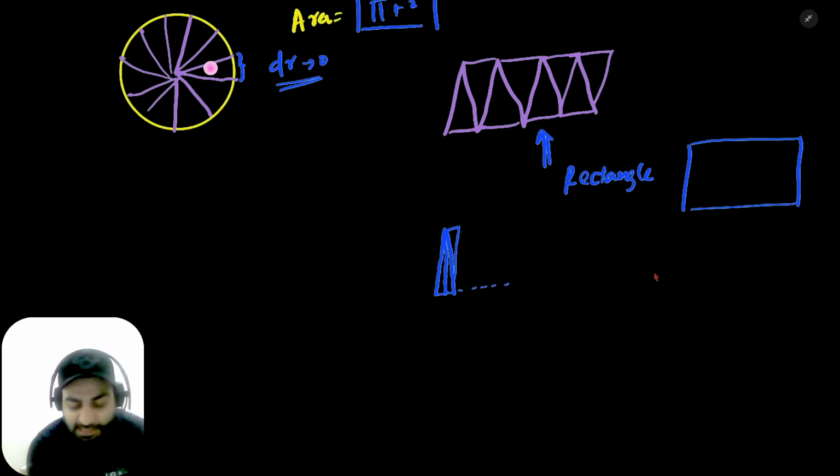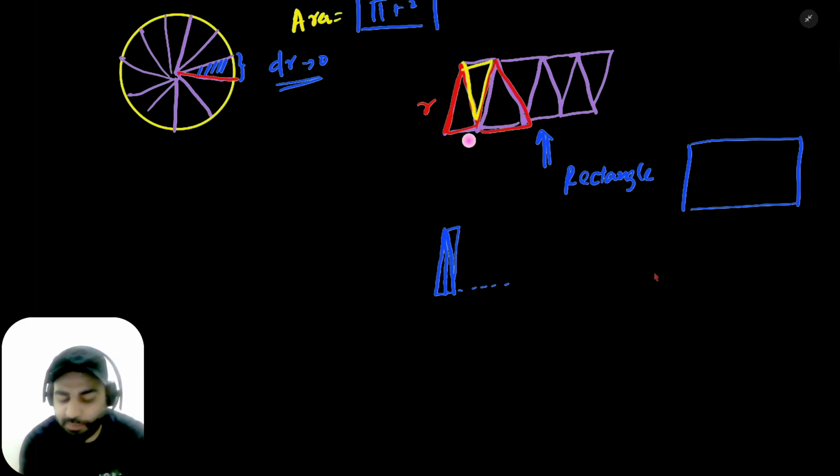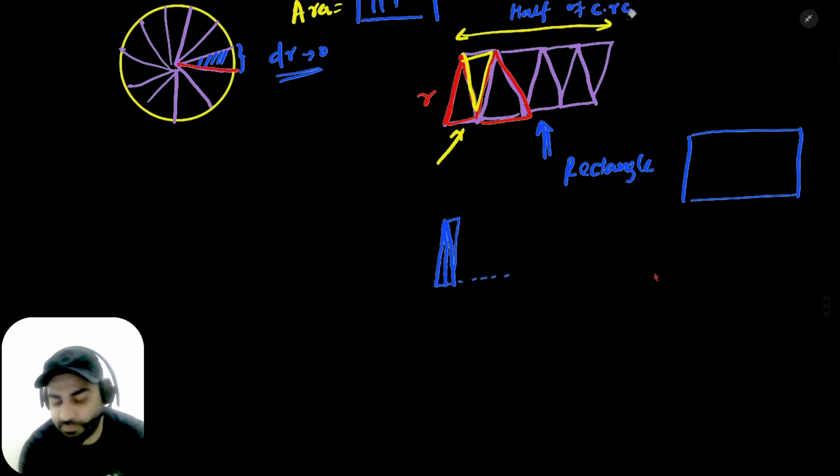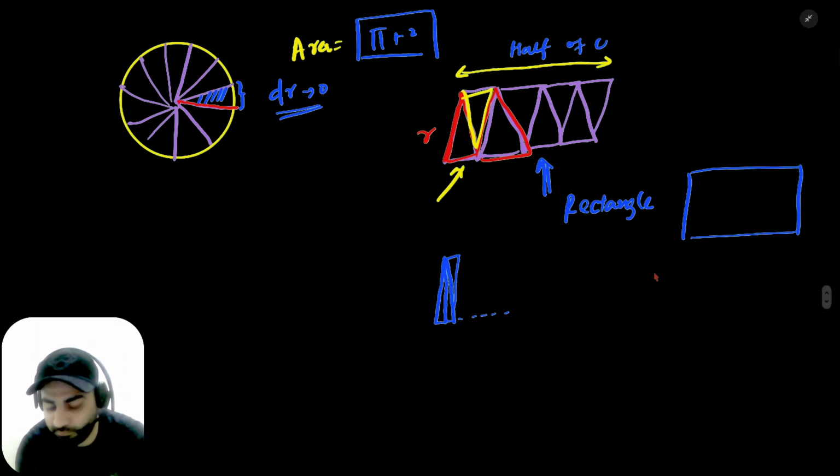So if you make these slices infinitesimally small, like dr tending to zero, now you know that each slice has radius r. So that means the rectangle has a length of r. Now you see that some slices go in here, and some slices go in here. So there will be half red slices and half yellow slices. So if you want to measure the length of this, it will basically be half of the circumference of the circle.